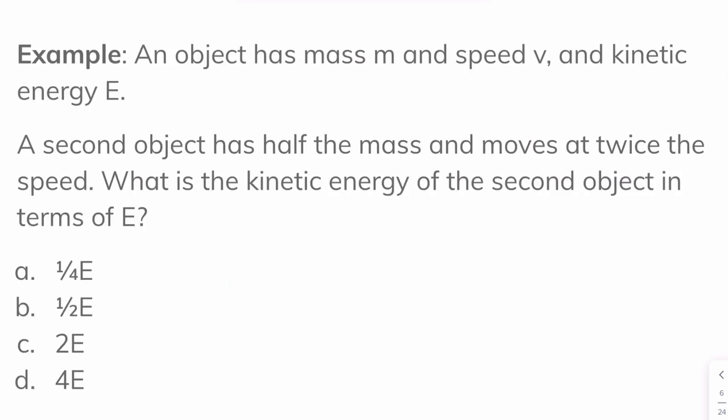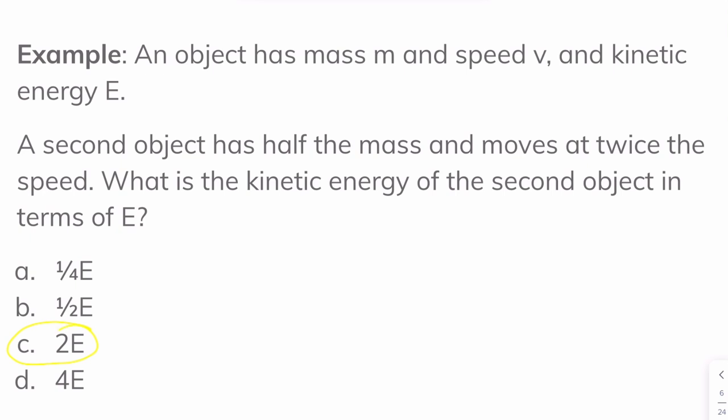Let's do some examples. An object has mass m and speed v and kinetic energy E. A second object has half the mass and moves at twice the speed. What is the kinetic energy of the second object in terms of E? When we're structuring these questions, we can try to think it through. If mass is half, that means the kinetic energy is half because mass and kinetic energy are proportional. And if the velocity is double, then we do 2 squared, so it's times 4. Ultimately, it's 1/2 times 4, which ends up being 2. So this object would have twice the kinetic energy of the original object.